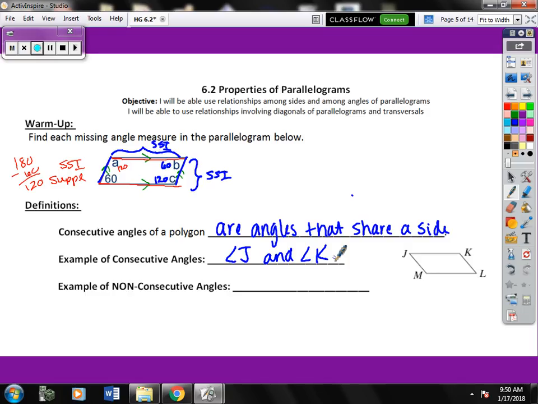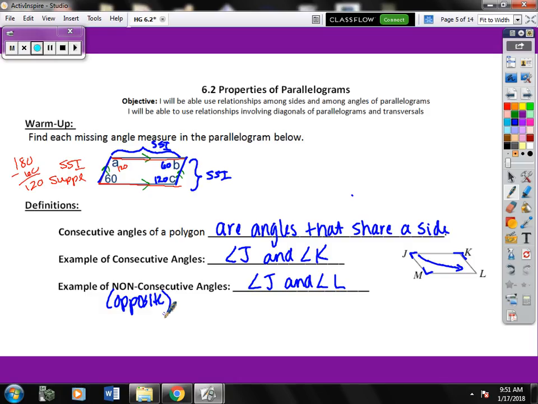Who can give me an example of non-consecutive angles? Maddie? Angle J. Okay. Angle L. These would actually be consecutive because they're sharing a side. These would be consecutive because they share a side. So the non-consecutive would really be opposite. Okay. And you can think of non-consecutive as being opposite across the quadrilateral.